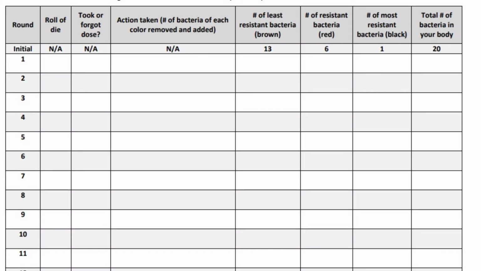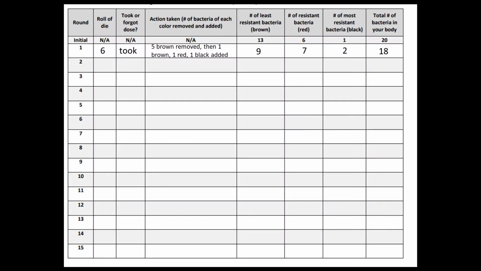And I'm going to want to note this new population on this chart so that I can go on to round 2. Okay, so my data should look like this, where I should now have 9 brown bacteria, 7 of the red, 2 of the black. So I roll the dice again.